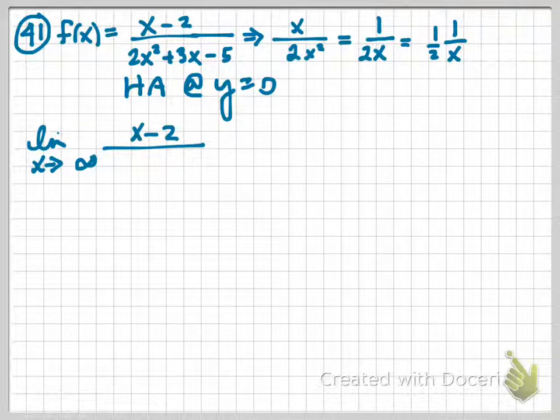So I've got x minus 2 over 2x squared plus 3x minus 5. So this is a limit of a what? How do you take the limit of a quotient? Take the limit of the top, take the limit of the bottom, and do the quotient, right? Okay. So what is the limit as x approaches infinity of the top?